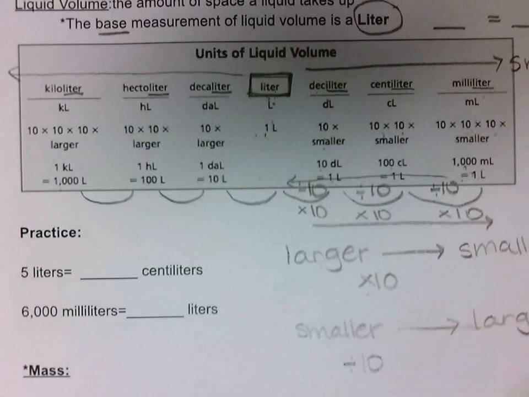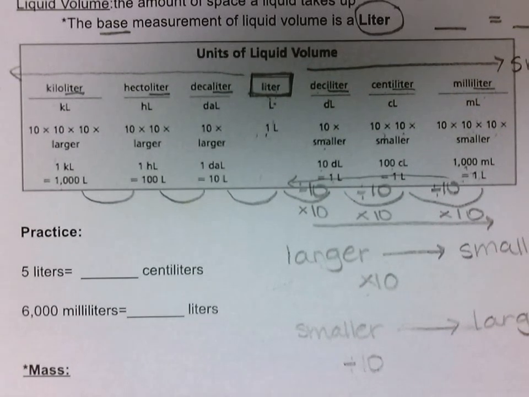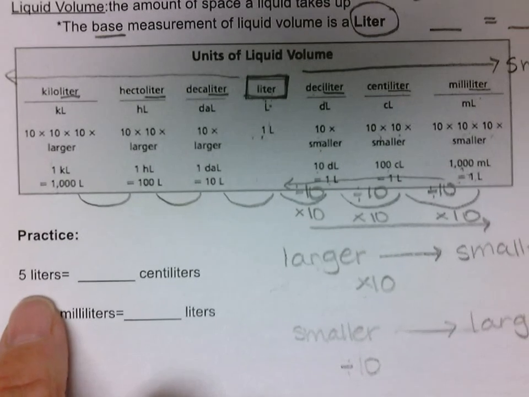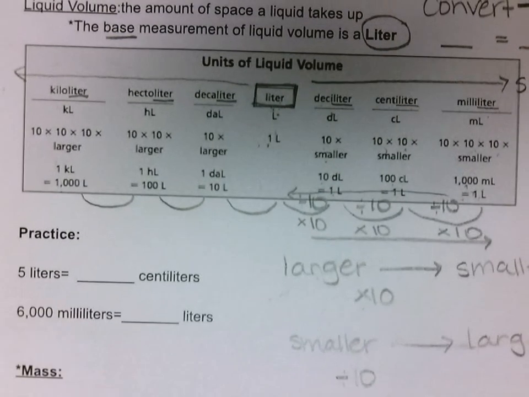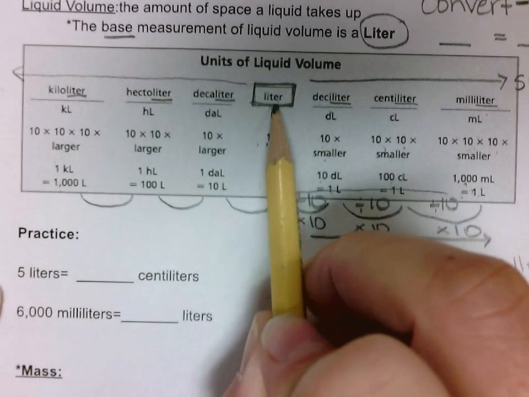So let's practice. Let's say, for example, we have 5 liters, and we're trying to figure out how many centiliters there are in 5 liters. We're trying to convert there. So let's take a look at our chart first. Always start with your chart, and let's find the unit that we know first. I know that I have 5 liters. I see liter right here in the middle. It's that base. I have 5 of them.